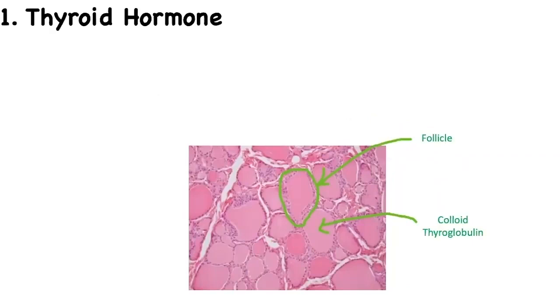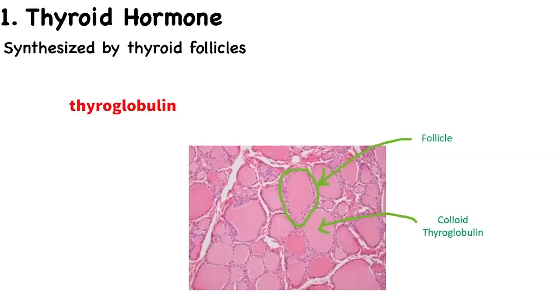Let's look at thyroid hormone. Thyroid hormone is synthesized by thyroid follicles. I have circled a thyroid follicle in this histology slide. In the lumen of the follicle is a substance called colloid. Colloid consists of large proteins called thyroglobulin and iodine. Thyroglobulin is made from tyrosine amino acids.